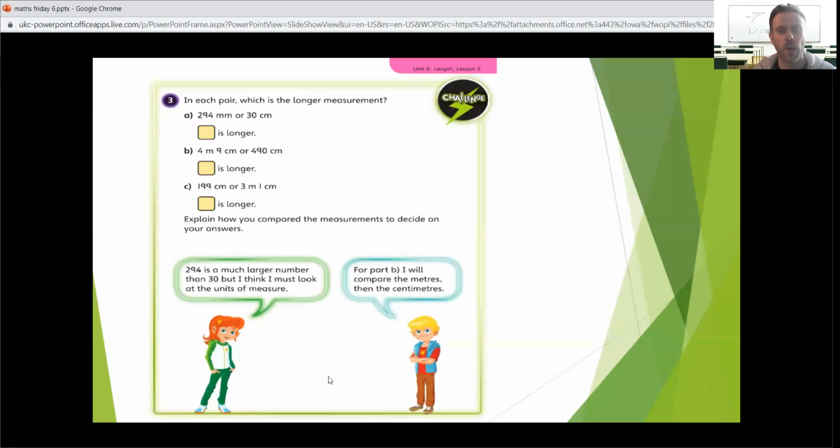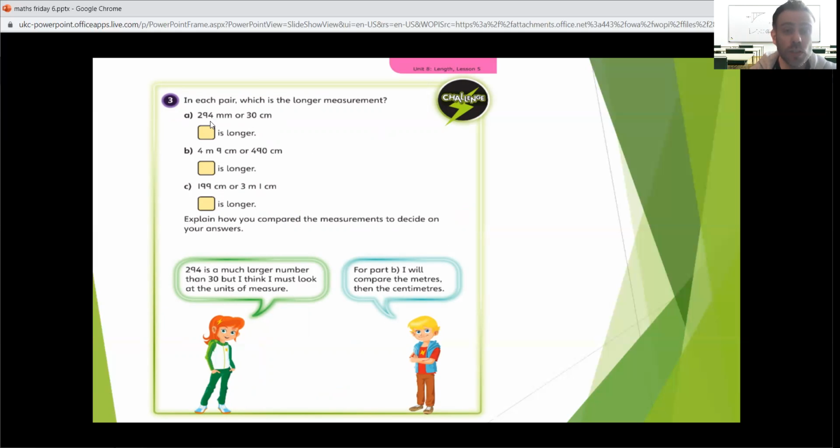Doing well with this, I think. I'm liking our measurement work. So a little bit of a challenge. We're up to the challenge already. In each pair, which is the longer measurement? So it's giving you a pair of numbers each time, with a different unit of measure, so millimeters and centimeters for this one. You have to say which one's longer for each one.